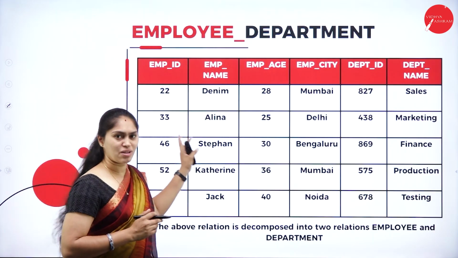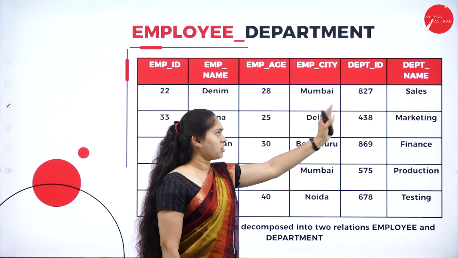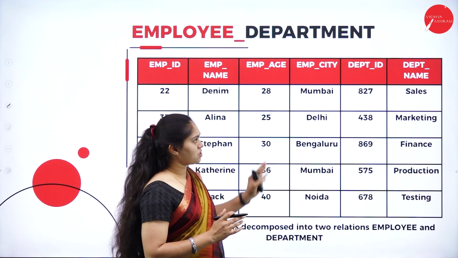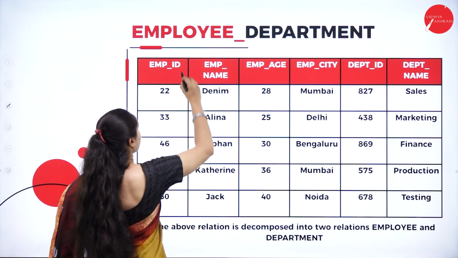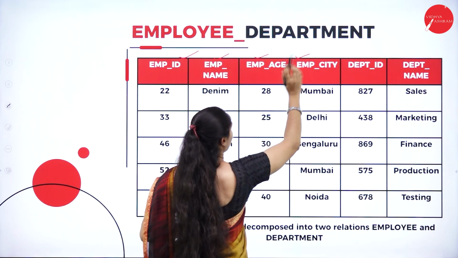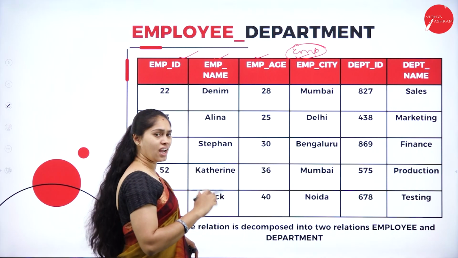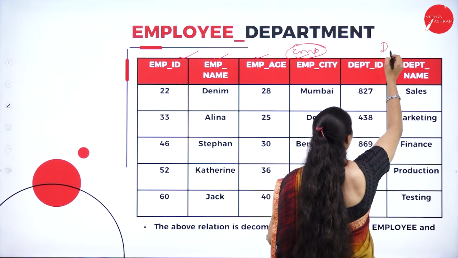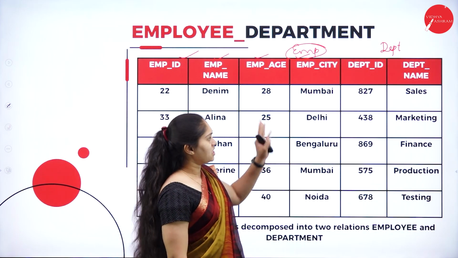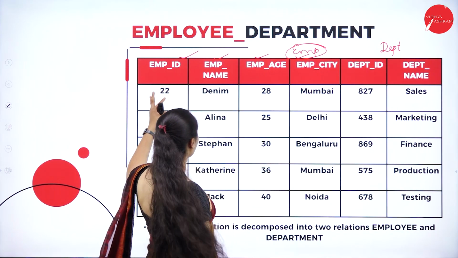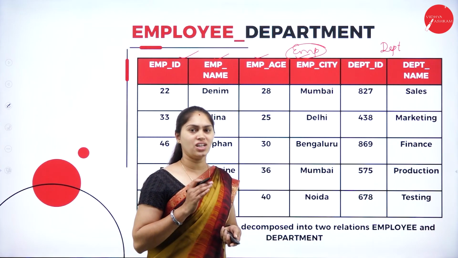Here we have a table called employee department. In that we have employee ID, employee name, age, city, department ID and department name. We can decompose this table into two tables. Which are those? By having employee ID, employee name, employee age and employee city, I can make the table called employee. And we can have one more table called department, where I can have department ID and department name. This department name is going to be dependent on the employee ID. Though we are decomposing it, we are not going to lose any of the information.